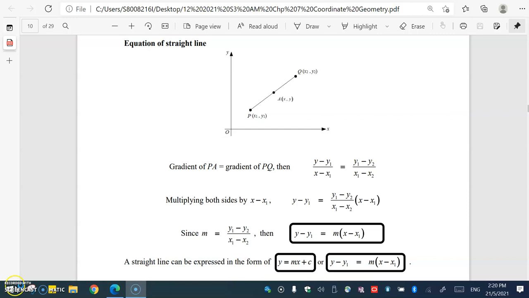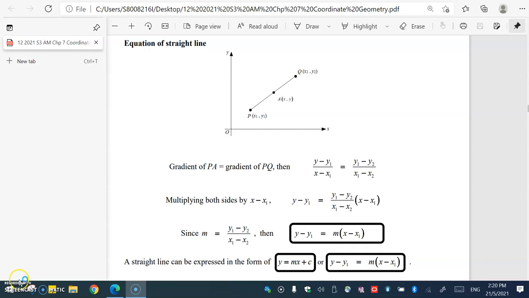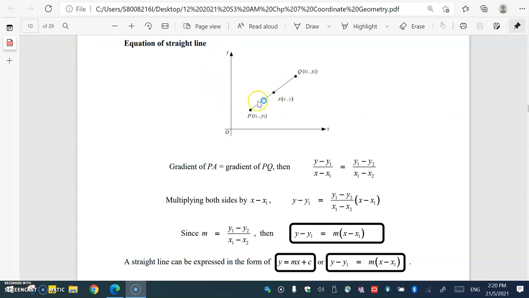Good day. Let us use the next two examples to demonstrate how to find equation of straight lines. Let us recall that gradient of a line is essentially the change in y over the change in x. Now, if we look at the diagram on page 98 of your notes, we have 3 points P, A, Q lying on a straight line. We can also say that P, A, Q are collinear to each other.